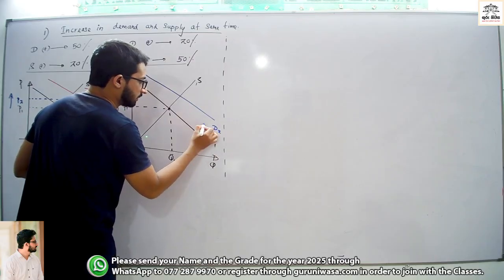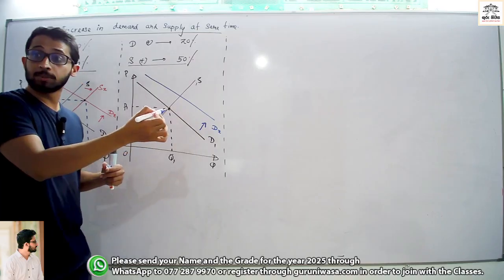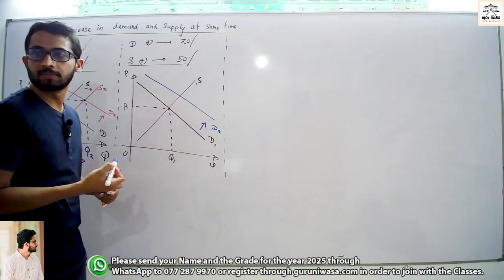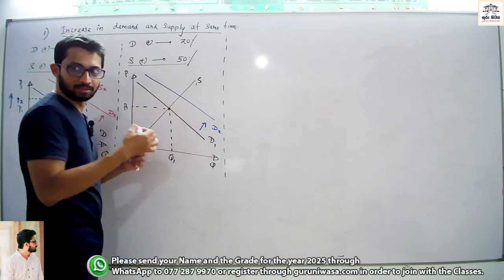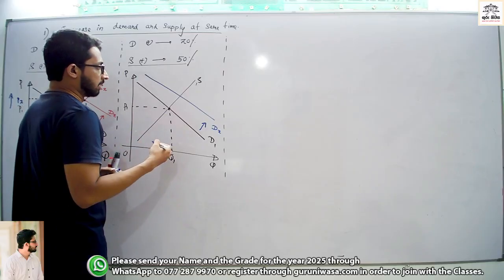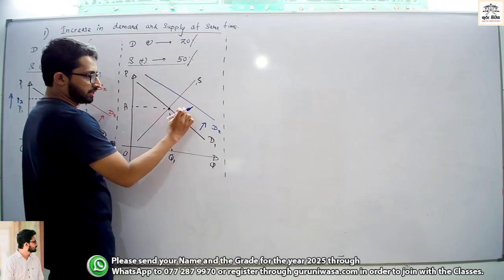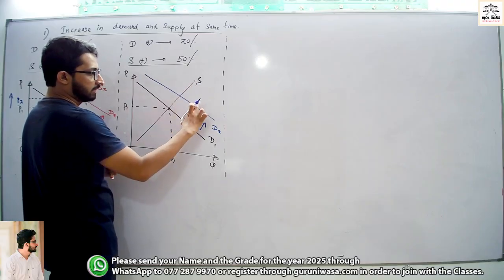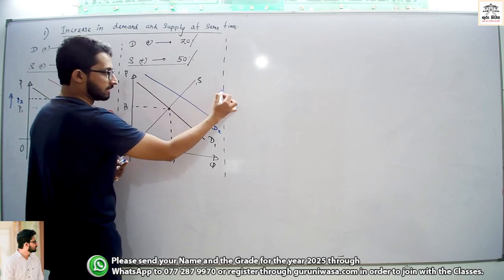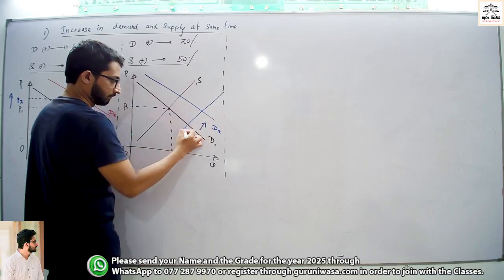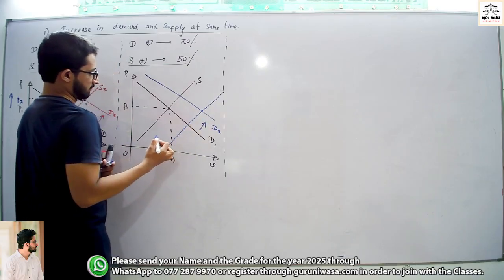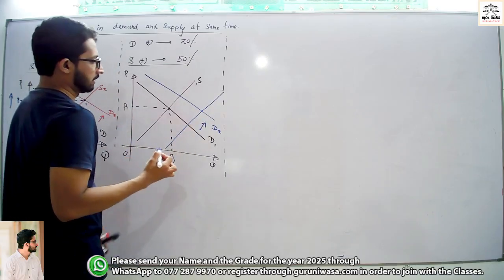D2. The supply curve also shifts, but more than the demand curve, Lamai, by a greater distance. So you need to shift your supply curve by a greater percentage, like this.